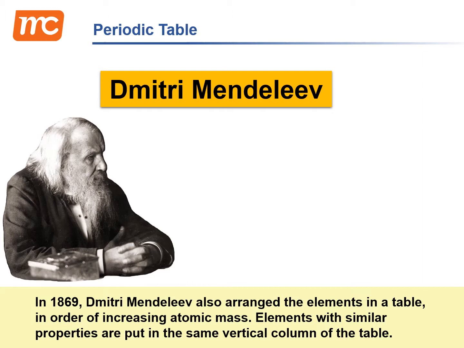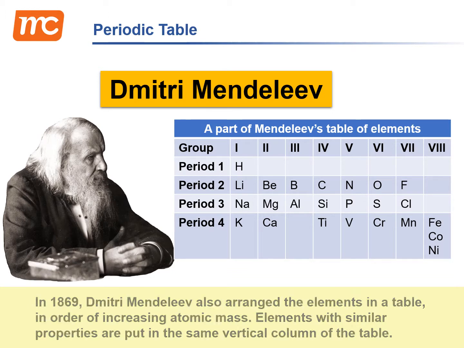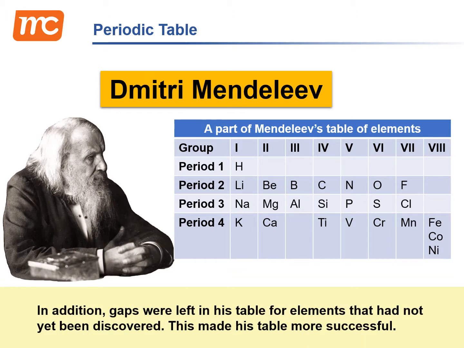In 1869, Dmitry Mendeleev also arranged the elements in a table, in order of increasing atomic mass. Elements with similar properties are put in the same vertical column of the table. In addition, gaps were left in his table for elements that had not yet been discovered. This made his table more successful.